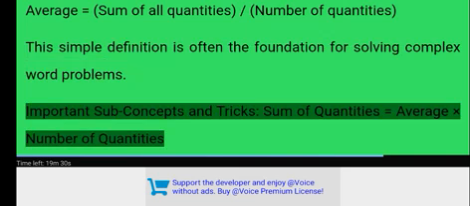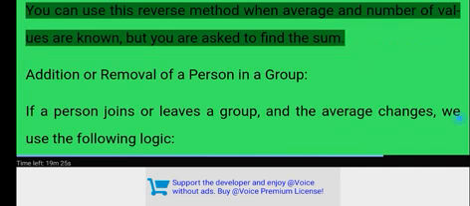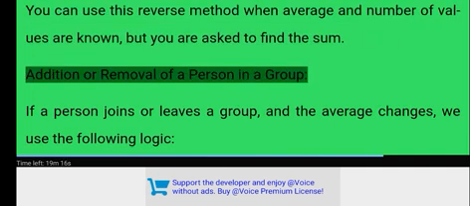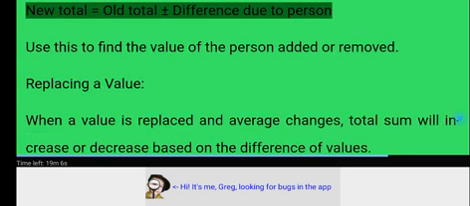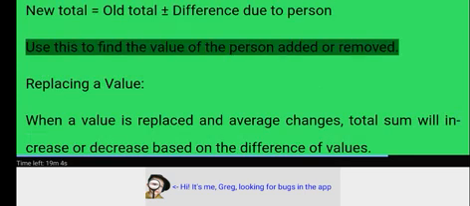Important subconcepts and tricks. Sum of quantities equals average times number of quantities. You can use this reverse method when average and number of values are known, but you are asked to find the sum. Addition or removal of a person in a group: if a person joins or leaves a group, and the average changes, we use the following logic. New total equals old total plus or minus difference due to person. Use this to find the value of a person added or removed.